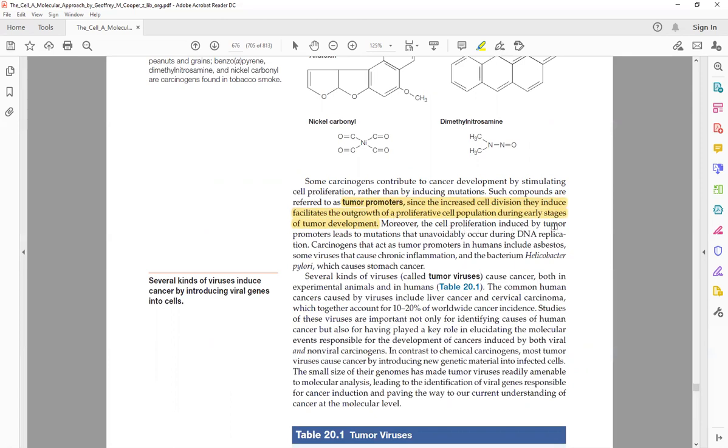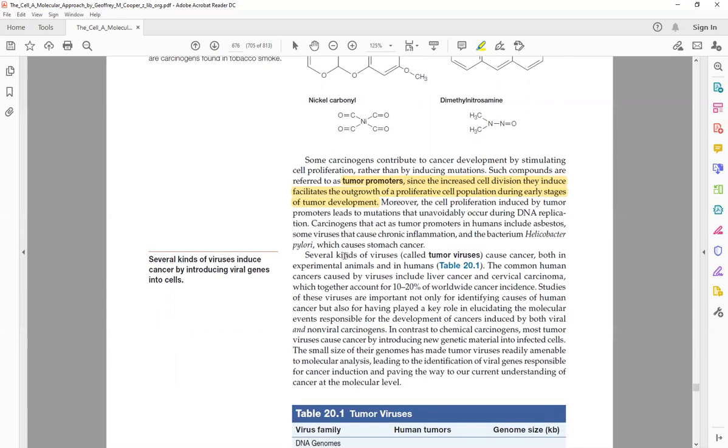Moreover, the cell proliferation induced by tumor promoters leads to mutations that unavoidably occur during DNA replication. Carcinogenic agents that act as tumor promoters in humans include asbestos, some viruses that cause chronic inflammation, and the bacterium responsible for causing cancer, Helicobacter pylori. So all these are causing different types of cancers.